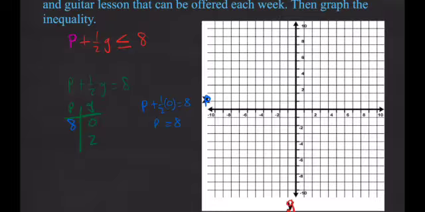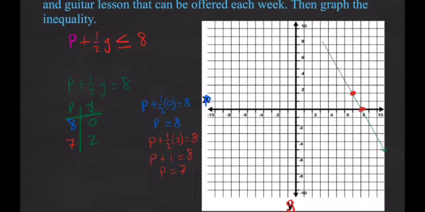If we chose 2 for g, p plus 1 over 2 times 2 equals 8. So in other words, p plus 1 equals 8. In other words, p is equal to 7 because we subtract 1 on both sides. Putting this on the graph, we have 8, 0, which would be right here. We have 7, 2, which would be right there. And let's go ahead and make our line. It is going to be a solid line because it has an equal to underneath.